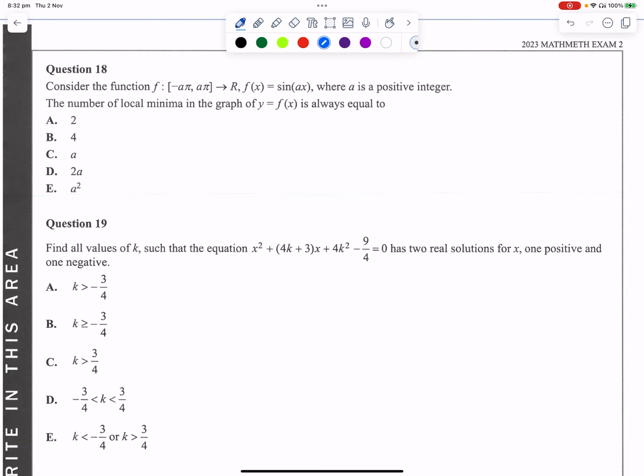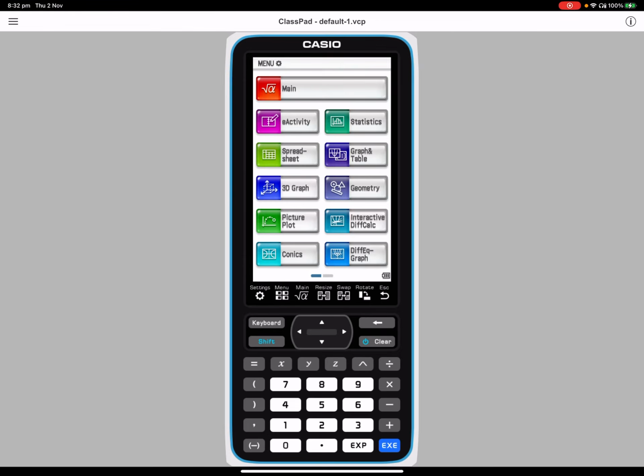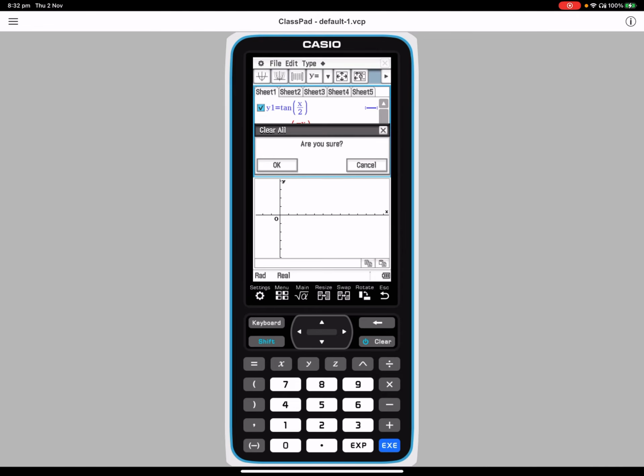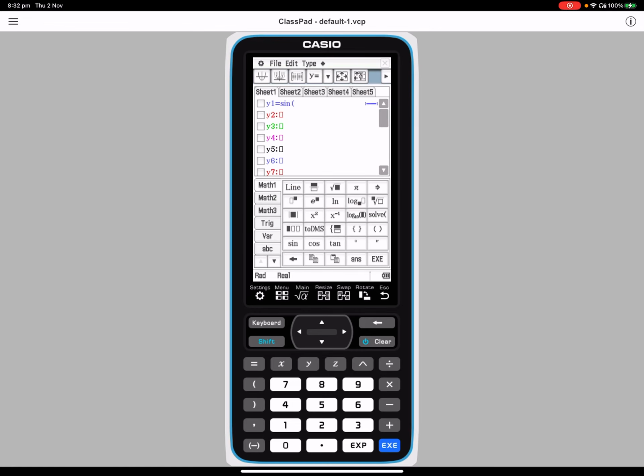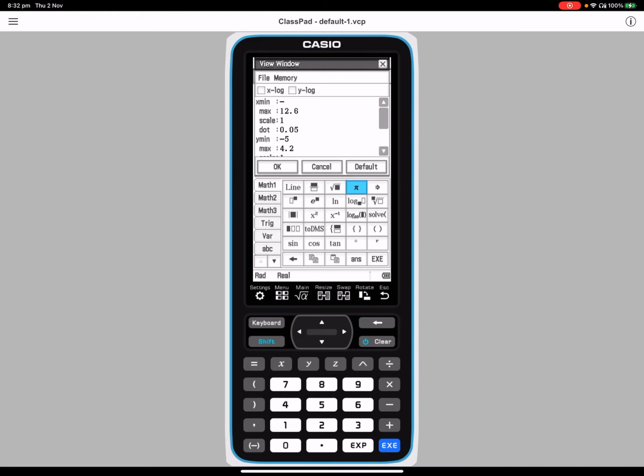Okay, consider the functions this, sine ax, where a is positive. The number of local maxima and minima is always equal to. Okay, so the easiest thing is just going to be to sketch it. So sine x between negative pi and pi, well, we know that's just going to have one minimum.